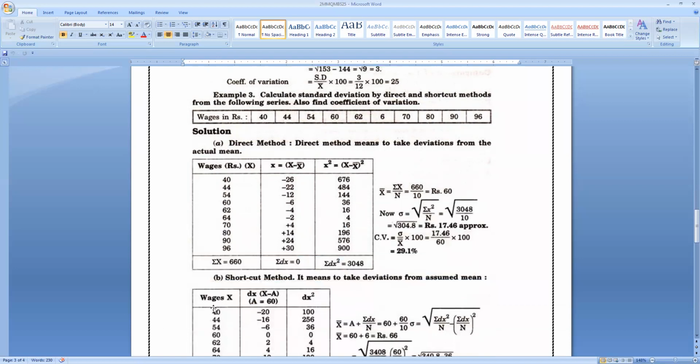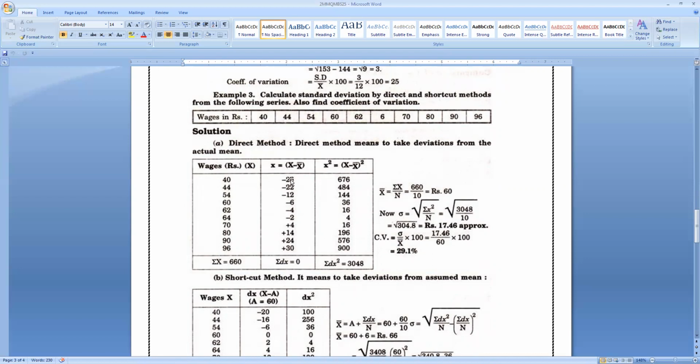Calculate standard deviation by direct and shortcut method from the following series and also find the coefficient of variation. So here the wage values are given: 40, 44, 54, 60, 62, 64, 70, 80, 90 and 96. In case of direct method, we have to write the wages as they are given in the question. Then we should do the deviation. Either we can write it as small x or deviation of x, or we can write d also, or dx for the deviation.